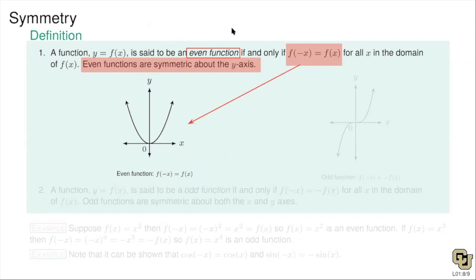If I pick some point, call it x, and if I pick another point that's the same distance away from the origin, but on the other side, negative x. Remember, x and negative x are our inputs. Then a function is even if we put x and negative x into the function, and the outputs are the same. Here, if you look at the output, the outputs are the same. For any input you pick, if you reflect that, if you pick the same input on the other side and plug it in, you get the same output.